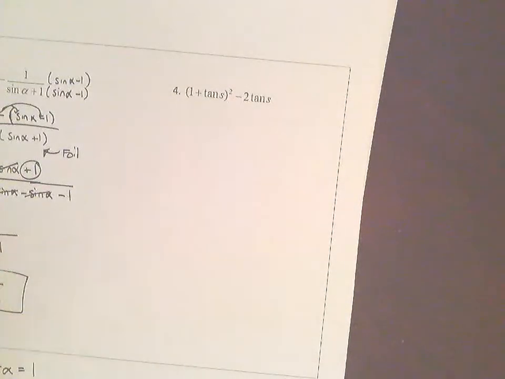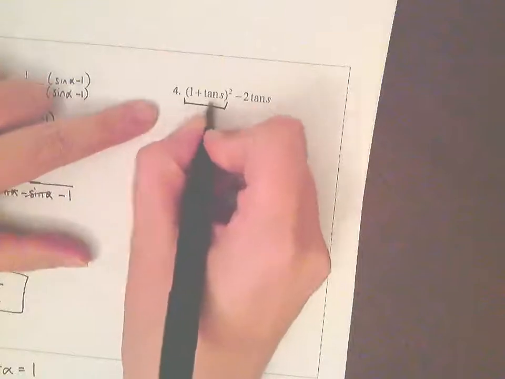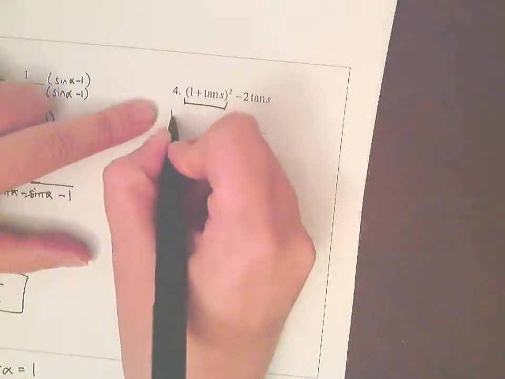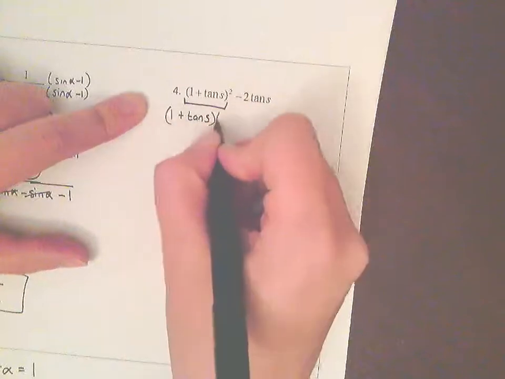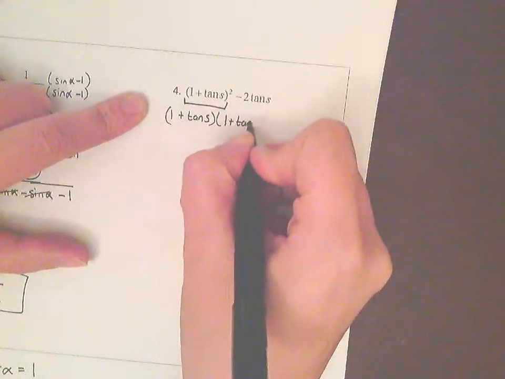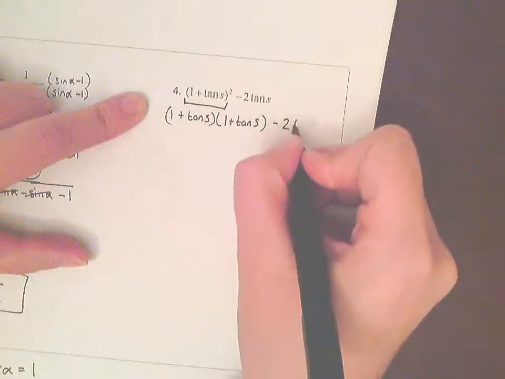Now for this problem, it's actually easier than it looks. The first thing that we have to do is FOIL this out. So remember that 1 plus tan of s squared is the same thing as saying 1 plus tan of s times 1 plus tan of s. And don't forget this minus 2 tan of s.